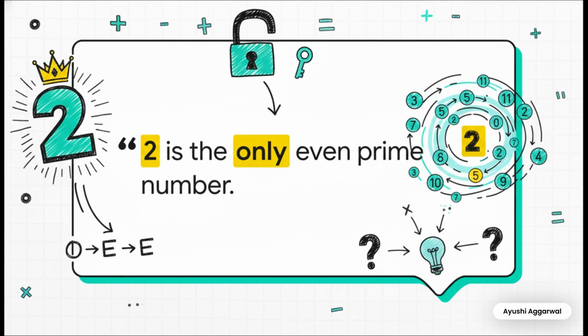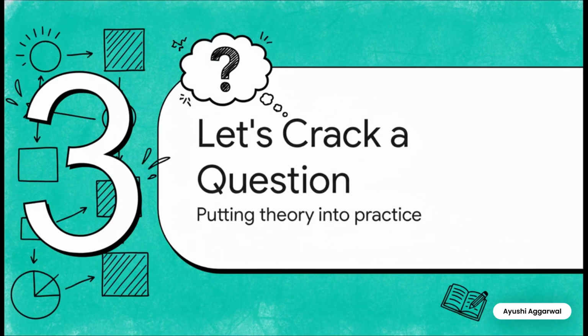And listen closely, this next line, you need to lock this in your brain. The number 2 is the only even prime number in the entire world. Every single other prime number is odd. This is such a crucial point, and it's the key to solving so many tricky questions really fast. All right, that's enough theory for now. What do you say we take what we've just learned and apply it to an actual exam question? Let's see how it works in practice.